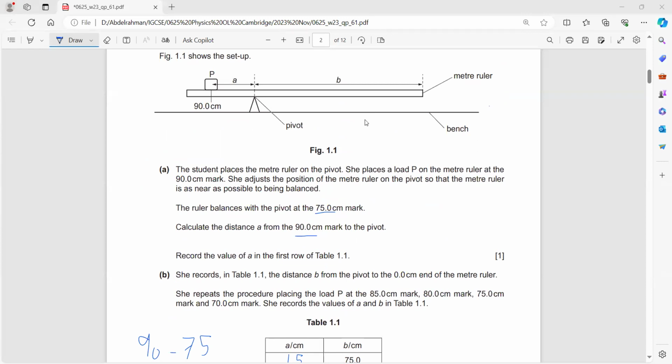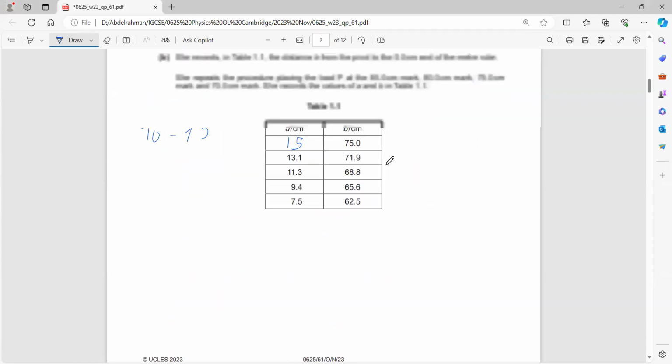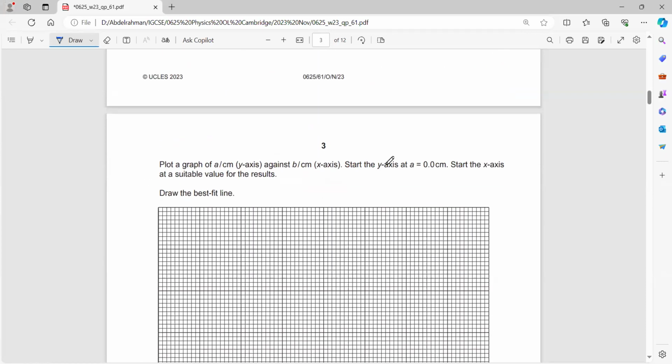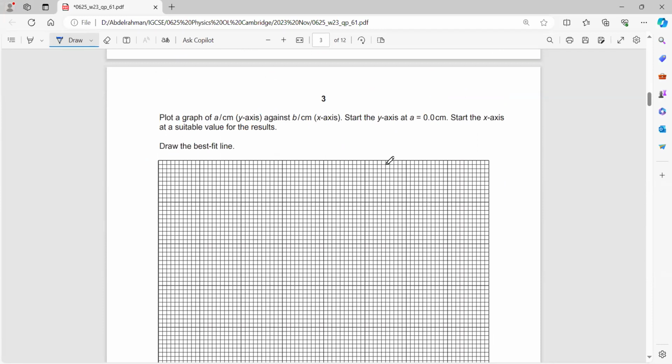Okay, there was a question here. Anyway, let's plot. Next question: we need to plot a graph. How can I plot this graph?